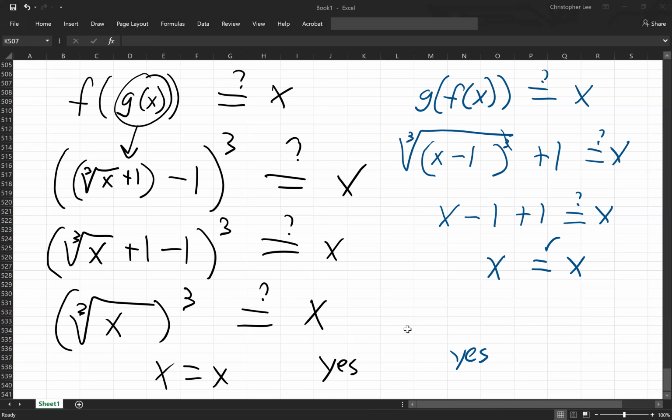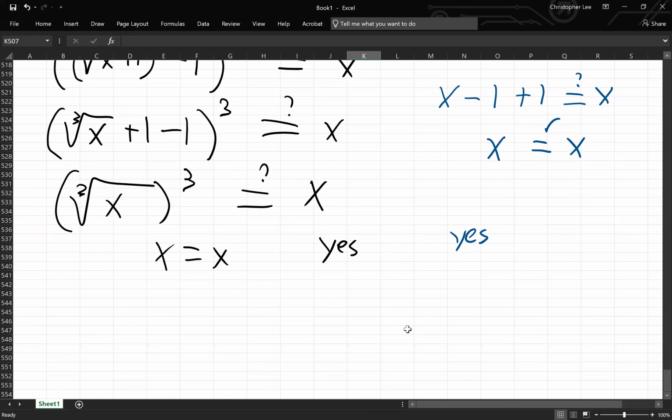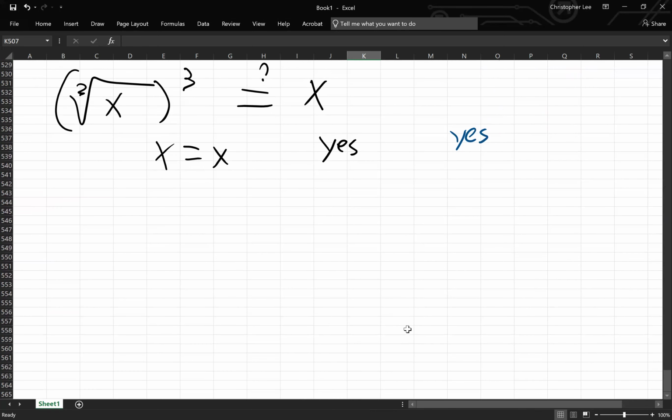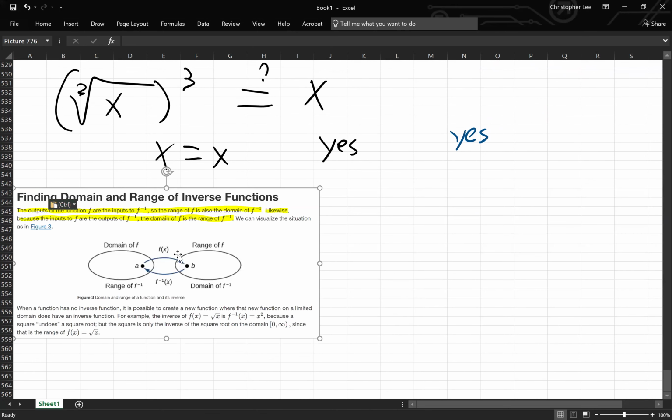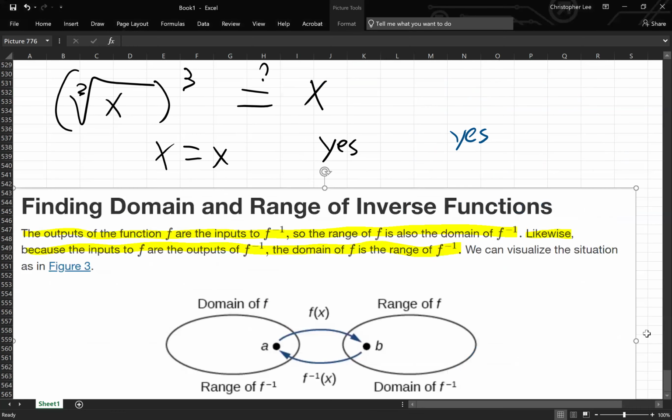All right, this next thing that we're going to go into, y'all probably already figured it out. But y'all know I like to repeat myself, so I'm going to do it again. So we're going to talk about finding domain and range of inverse functions, right?